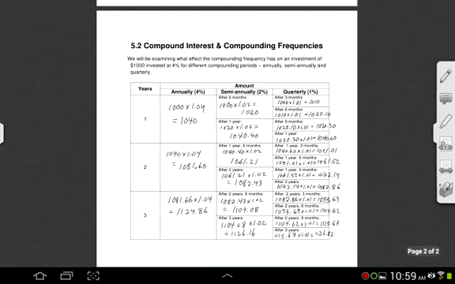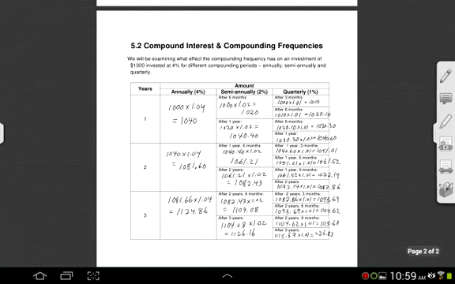Here's where we looked at compounding frequencies, so calculating the interest more often than just once a year. Here we were again investing $1,000. This time it was at 4%, and for different compounding periods: annually, semi-annually, meaning twice a year, and quarterly, meaning 4 times a year.